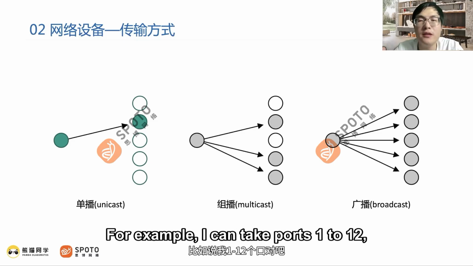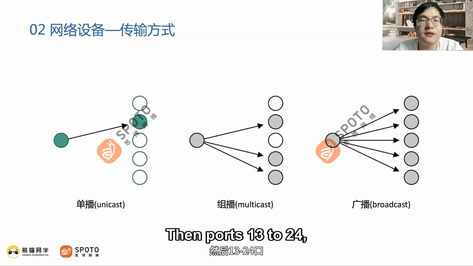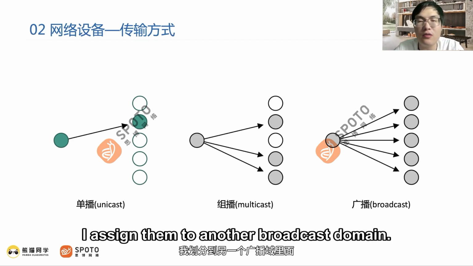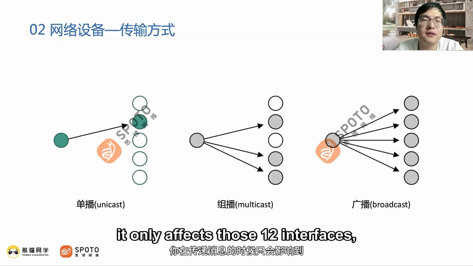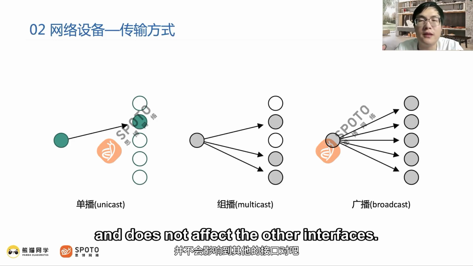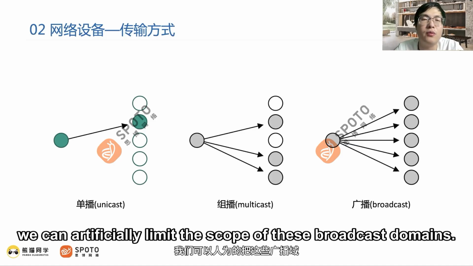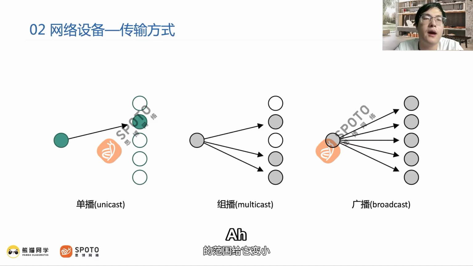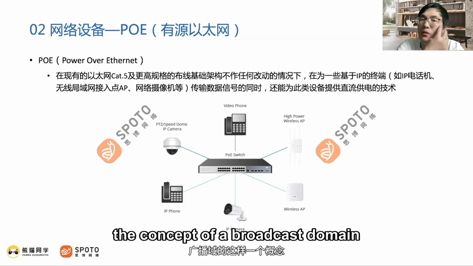For example, I can take ports and assign them to one broadcast domain. Then ports 13 to 24, I assign them to another broadcast domain. So when you send a message, it only affects those 12 interfaces and does not affect the other interfaces. So we can artificially limit the scope of these broadcast domains, make them small. This is the concept of a broadcast domain we mentioned earlier.